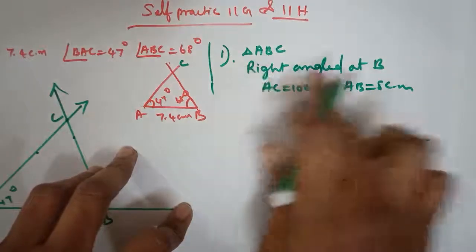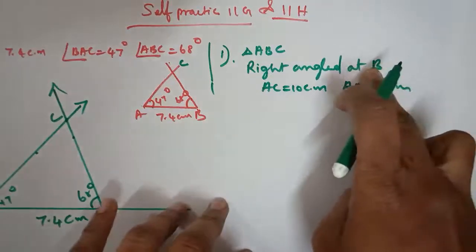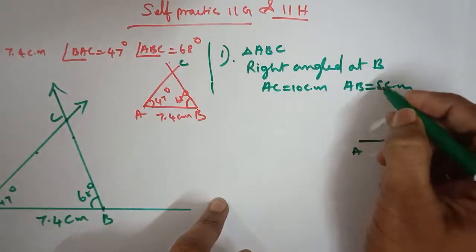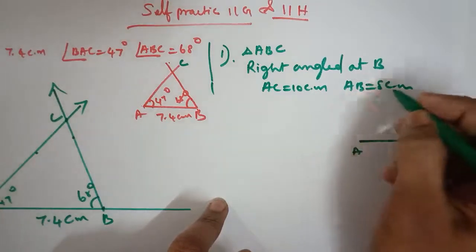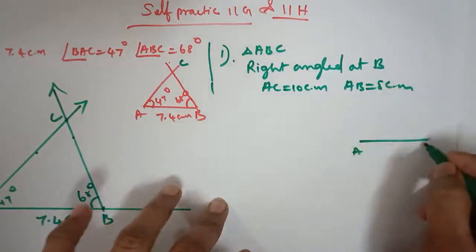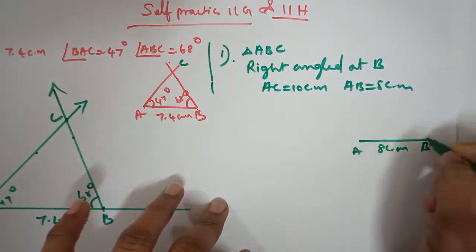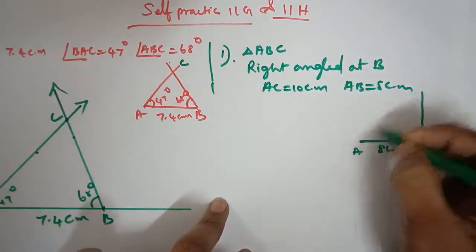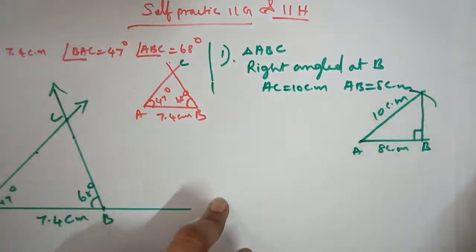The biggest side is AC, but right angle at B. Students here listen, here right angle at B. So you should take right angle at B. So here you should take AB as a base. AB as base. Is it clear? So here I have taken AB base 8 cm. And then at B right angle is there. Then AC 10 cm. So this is 10 cm. Is it clear students?